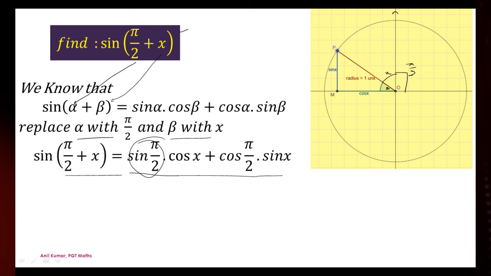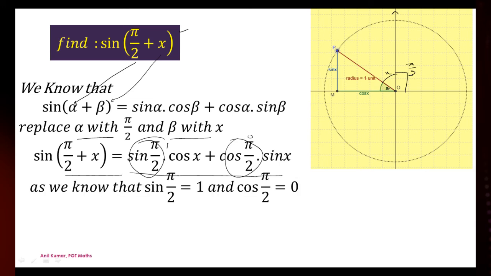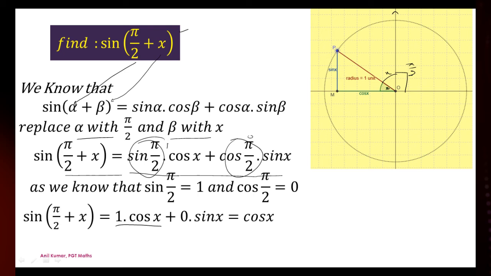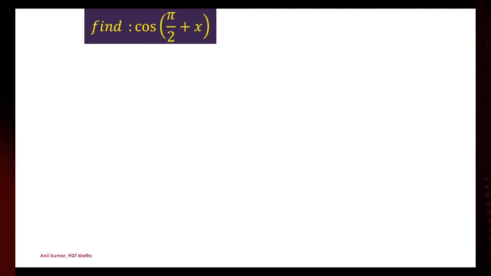And let's put the value. This is 1 and this is 0. So put the values. It will become 1 into cos x plus 0 into sin x, that is cos x. So sin(90 plus x) will be equal to cos x. Similarly, we can find out cos(pi by 2 plus x).